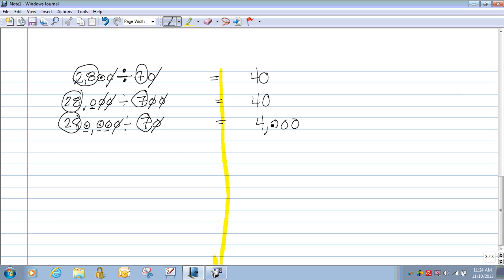Now we also talked that division is fractions. We could write our division problem like this. Cross out a 0, which then equals 280 divided by 7. We have our basic fact of 28 divided by 7 equals 4. Place my 0, and the quotient is still 40.